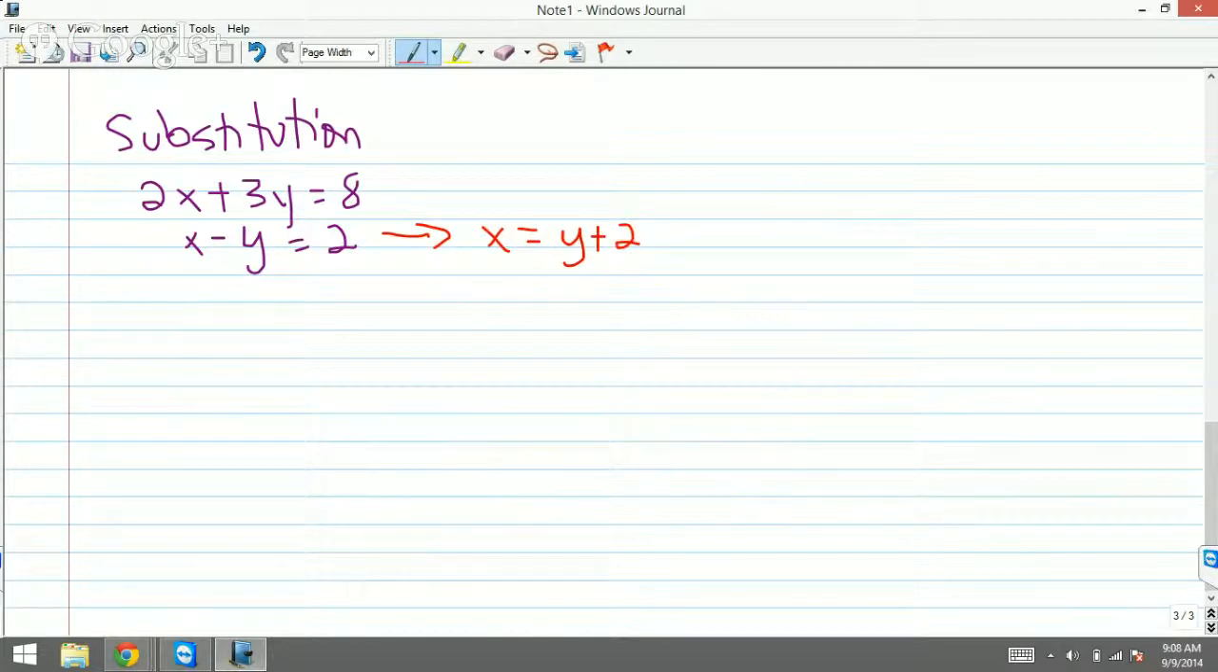Just move the y over. Or the x. It doesn't matter, but it's less steps if you move the y. Add y to both sides.